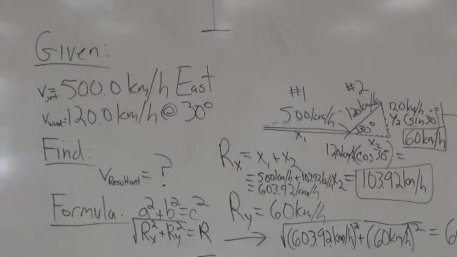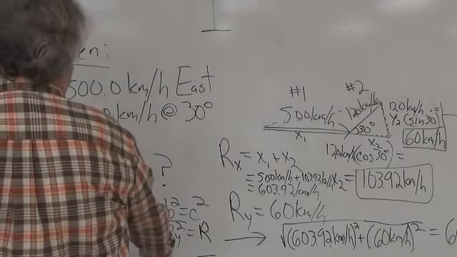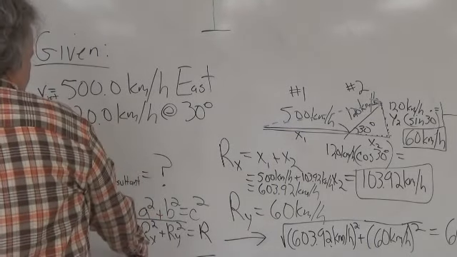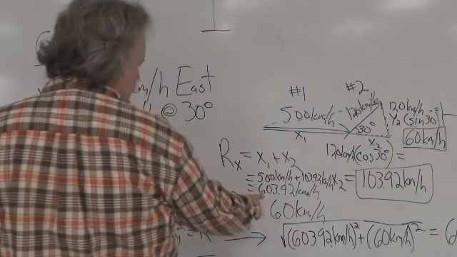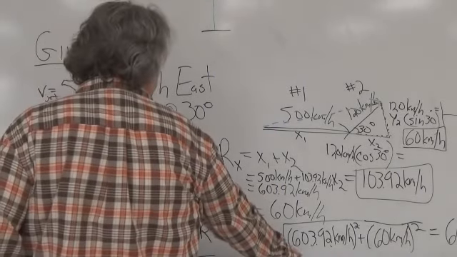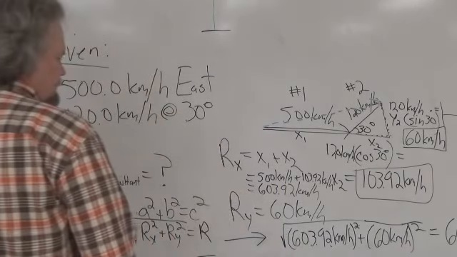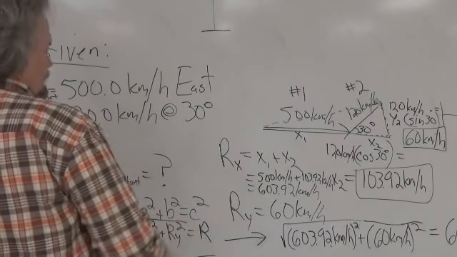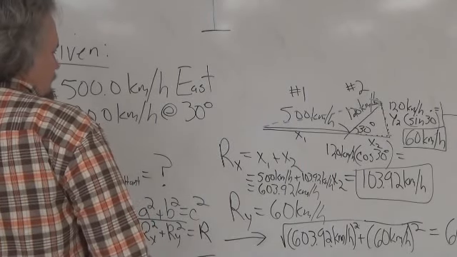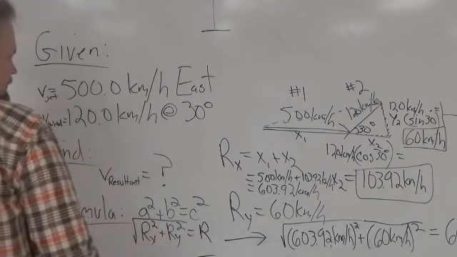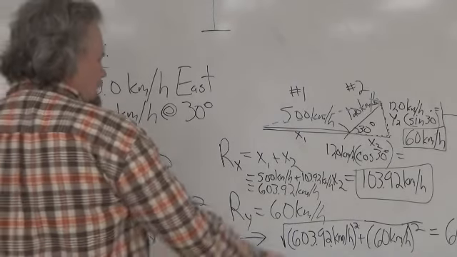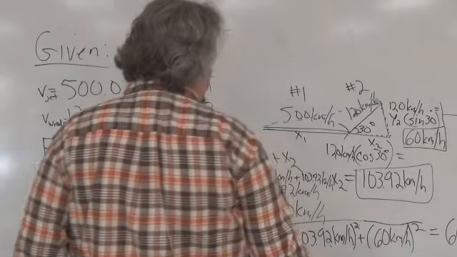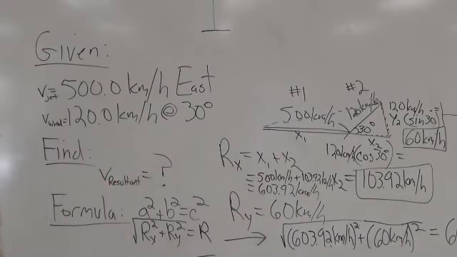Alright, so hopefully you plugged it in correctly. I'm running out of room, so I went over here with this formula. So the Rx is the Rx right here, which we figured out, 603.92. Square it. Remember the units are there too. And then the Ry squared is this Ry, so that's 60 kilometers per hour squared. Do the math, don't forget the square root, and your answer should come out to be 606.9 kilometers per hour.